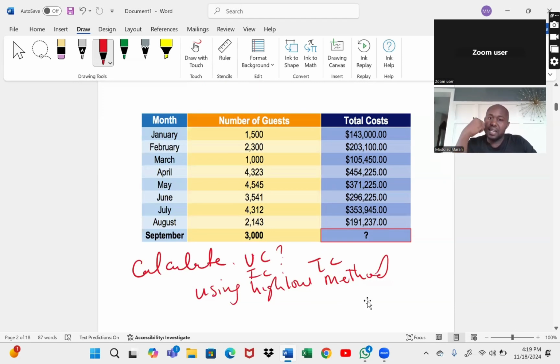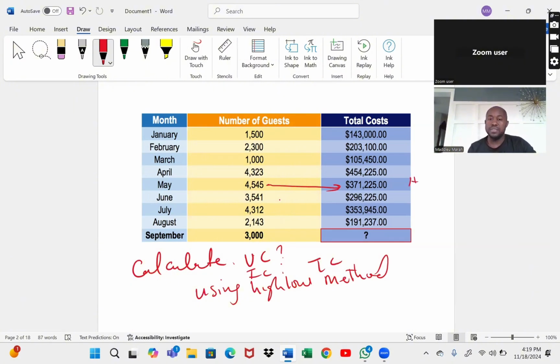So look at the number of guests. What's the highest number of guests? What's the highest figure, from January 1.5, February 2.3, March 1, April, and so on? I can see the highest is May, we have 4,545. That is the highest activity. And what's the cost related to that activity? The cost related to this activity in May is this one. So this is our high activity.